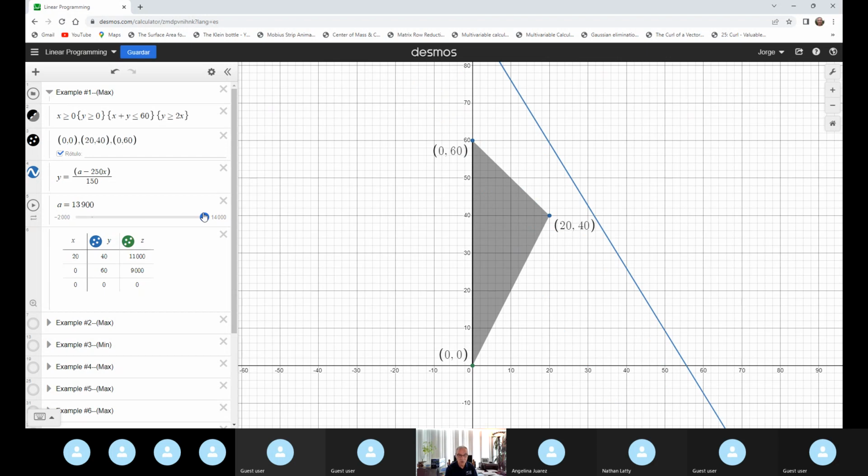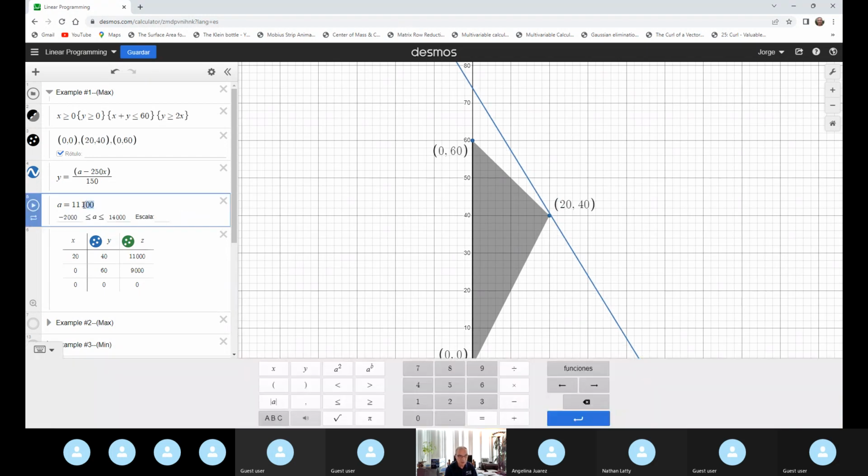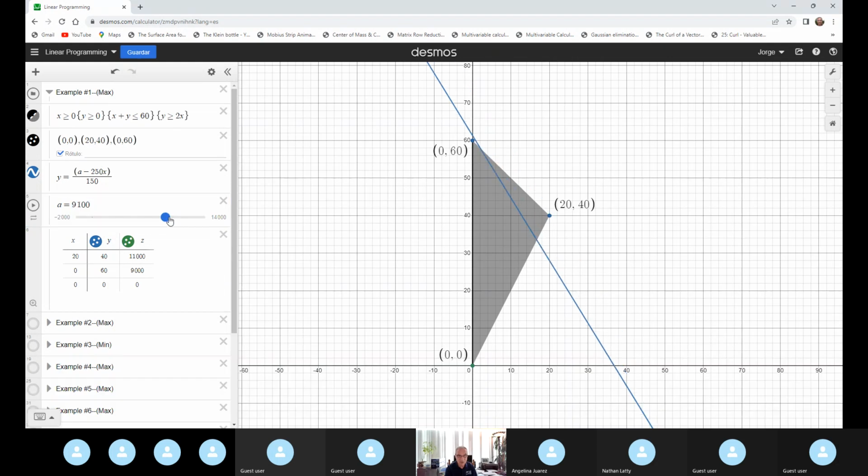The maximum or minimum always occurs at a vertex, a corner of the polygon. I suppose that here it touches first. This is approximate, so don't worry too much about the value. Now in this case it's another value, but the important information is the x and y of the vertex.